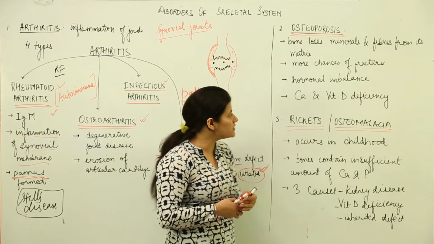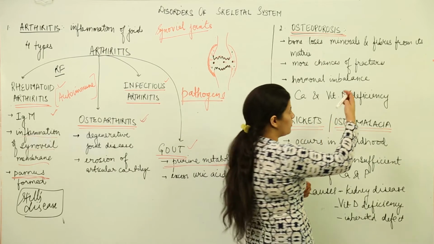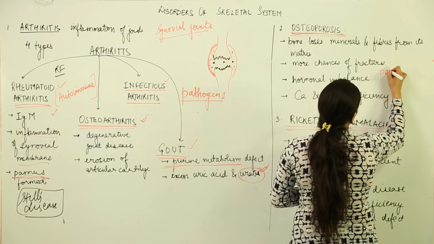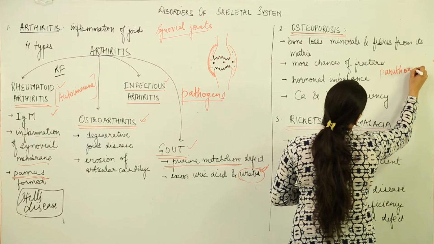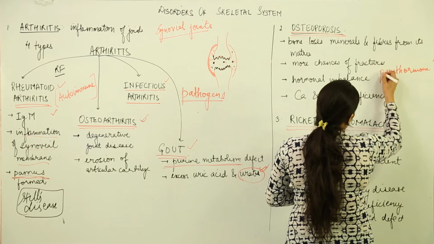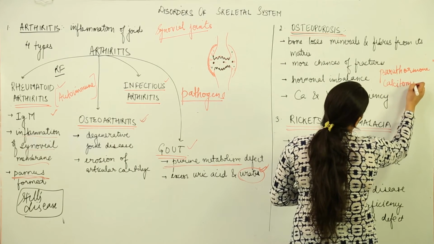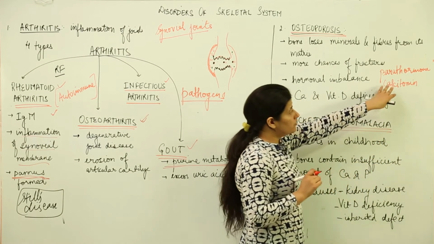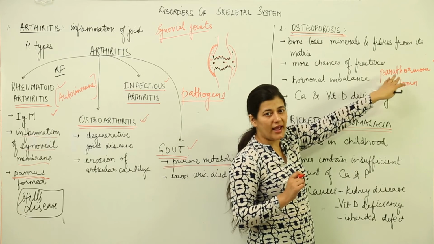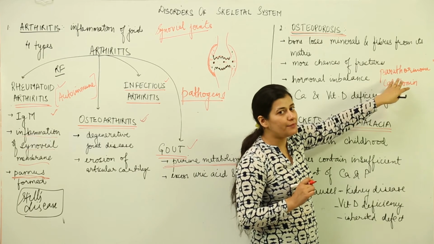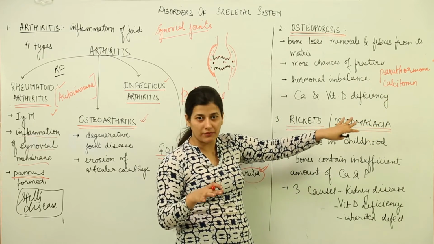Now the hormones responsible for regulating the calcium and phosphorus levels in our body are parathormone and calcitonin. Parathormone and calcitonin are secreted by the parathyroid and thyroid respectively, and they play an important role in regulating the level of calcium in our body fluids.